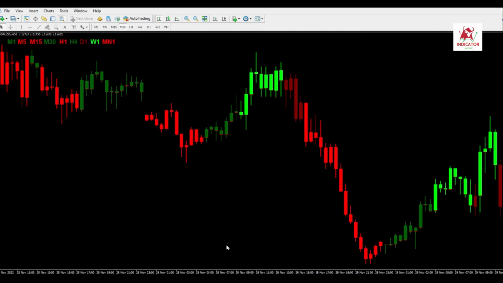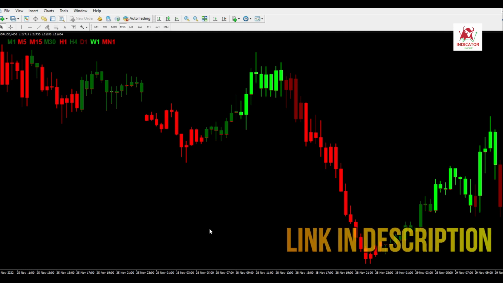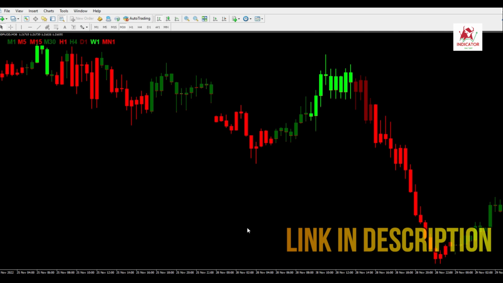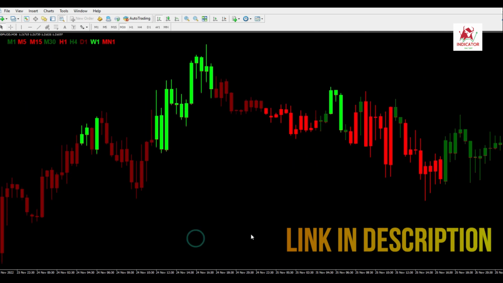MACD candles V3 indicator. Sell parameters. Currency pair should be downtrending. Currency pair should be falling from the recent resistance level. MACD candles V3 indicator should be red. Execute your sell position when the above conditions are met. Set your stop loss above the recent swing high. Take your profit when candlesticks turn green.